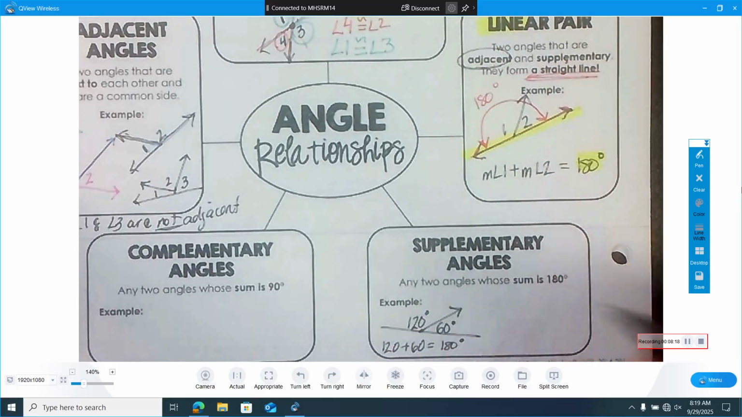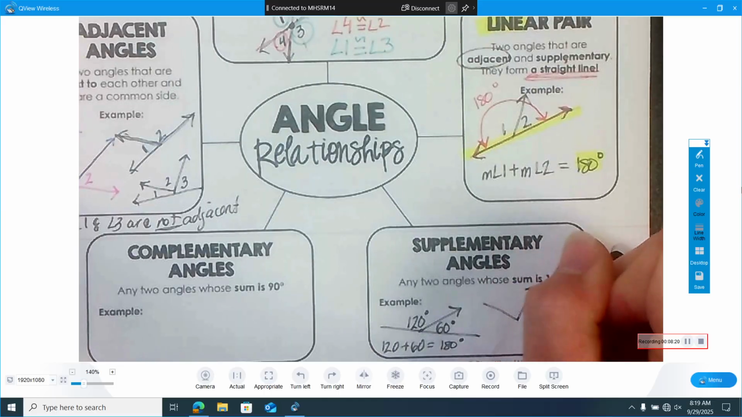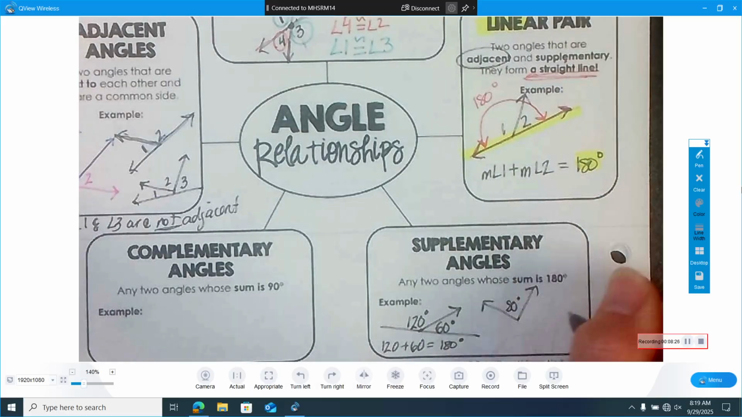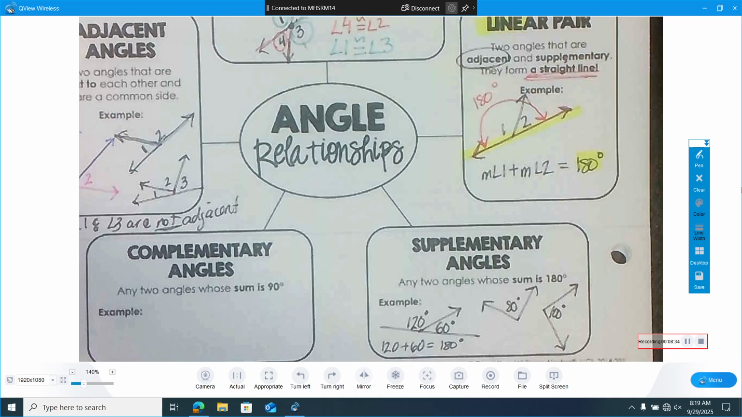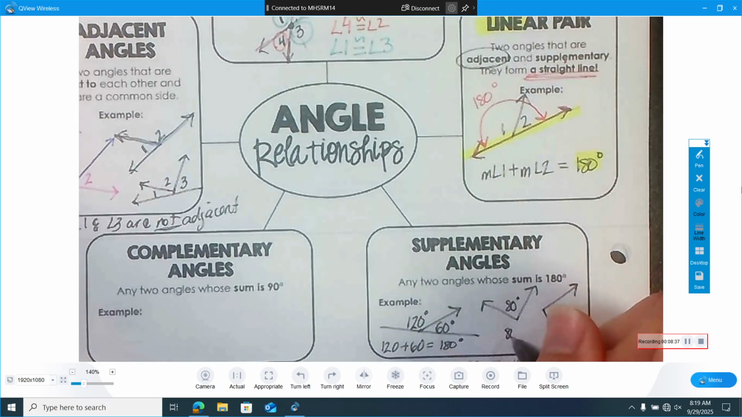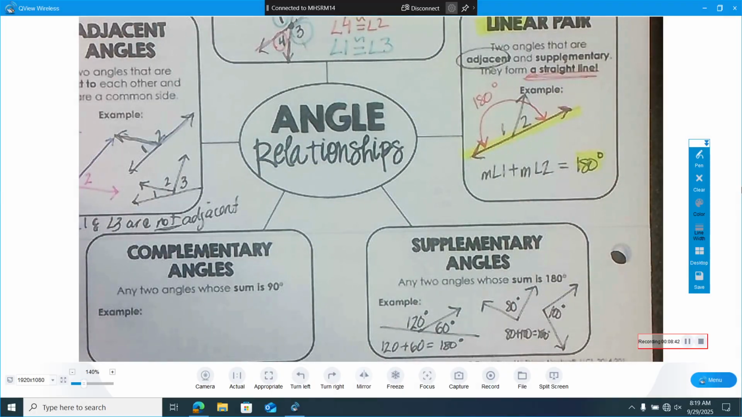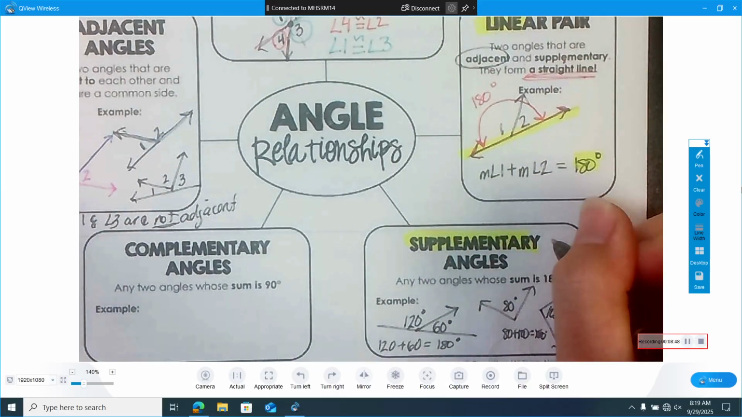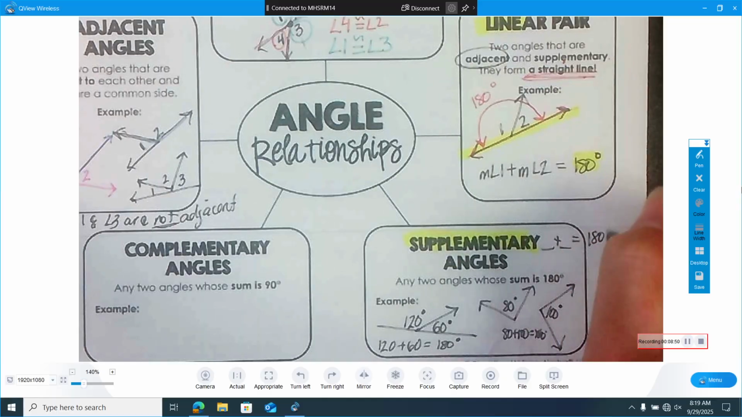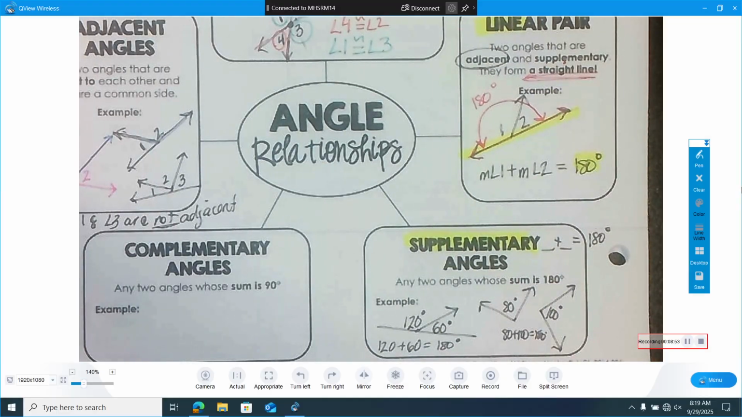But it also could be random angles. So if I have an angle here who is, let's say, 80 degrees, and I have a random angle here who would have to be 100 degrees, then those two angles are also supplementary because 80 plus 100 equals 180 degrees. So supplementary is a word, and if you see that word, it really just means that you have two things that would add to equal 180 degrees. So any two things add together to equal 180. Supplementary.